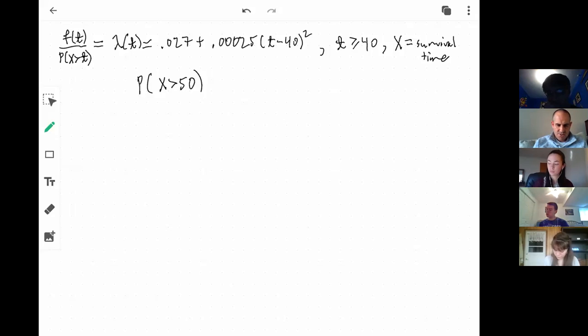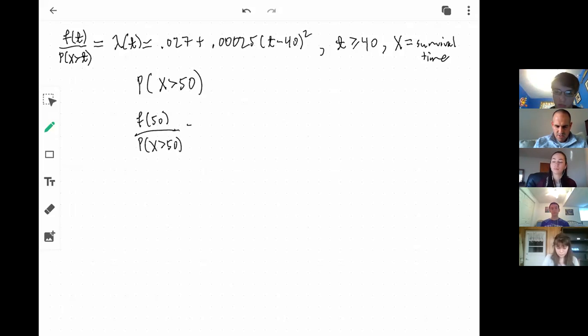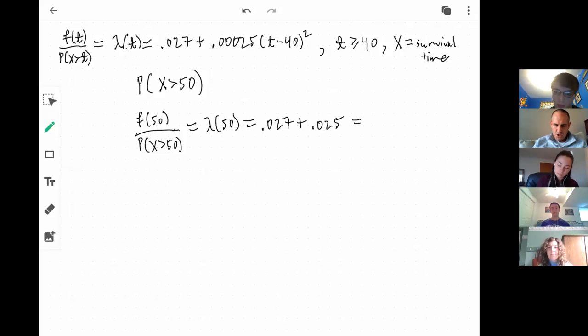So first of all, what do you know? Okay, so let's think about this. We know that if you plug in 50 into this, you know that f of 50 divided by the probability that x is greater than 50 is equal to lambda of 50, okay, which is, what is this going to be? 0.027 plus, if I plug in t equal to 50, I'm going to have 100 times this thing. So is that going to be 0.025? That makes sense? Okay. So what does that mean? 0.052 or something?